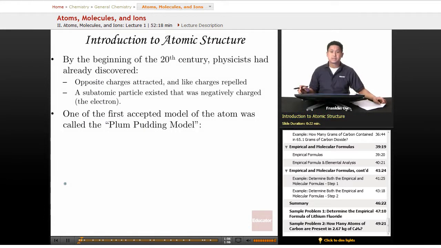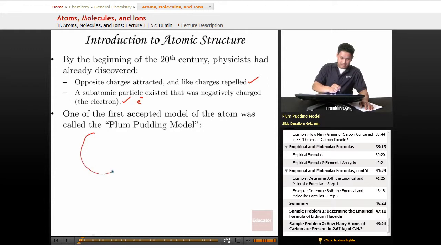By the beginning of the 20th century, physicists had already known the following. Number one, that opposite charges attracted and that like charges repelled. And number two, a subatomic particle existed that was negatively charged, which had been called the electron, commonly abbreviated e-. And one of the first accepted models of the atom was called the plum pudding model.